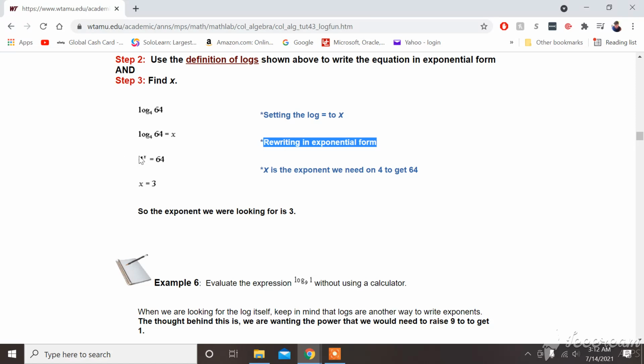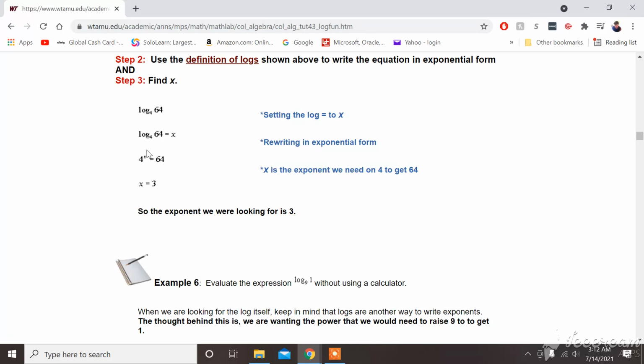Now we got exponential form, and x is the exponent on 4 we need to get to 64. So 4 to the what power equals 64? 3. By this point, you're supposed to be good enough at exponents and multiplication to automatically know that 4 times 4 times 4 is 64.